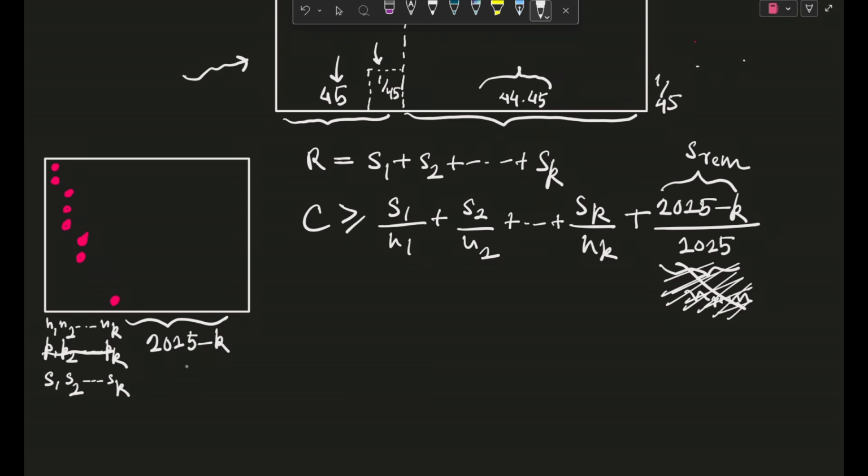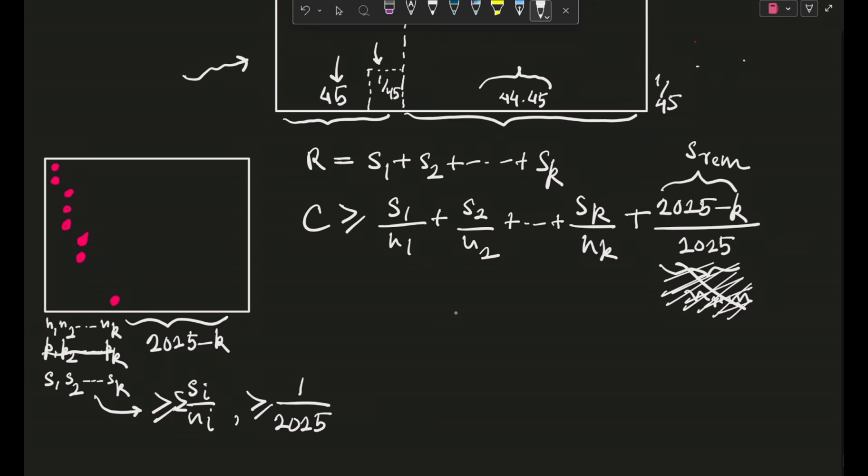Okay, so guys, C is for the columns, R is for the rows, and some more things. One thing is S1, S2, Sk. Each of these things will be greater than or equal to obviously your Si by Ni, the average, sigma Si by Ni, obviously, but they will also be greater than or equal to something else, and that is 1 by 2025. Now you will ask me why.